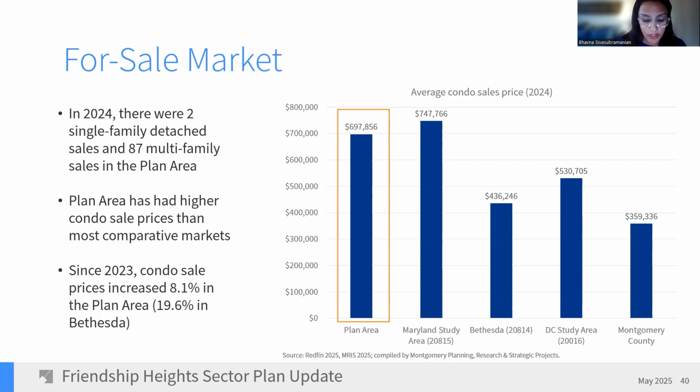In 2024, the plan and the study area had higher condo sale prices than most comparative markets. This includes the Bethesda zip code, the DC part of the study area, and Montgomery County as a whole that is shown on the graph. And one more point on this, from 2023 to 2024, the average sale price for condos in the plan area increased 8%, while condo prices increased 19.6% in the Bethesda zip code.